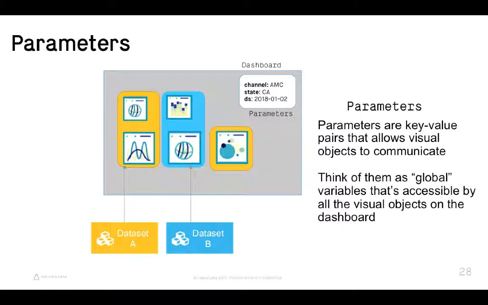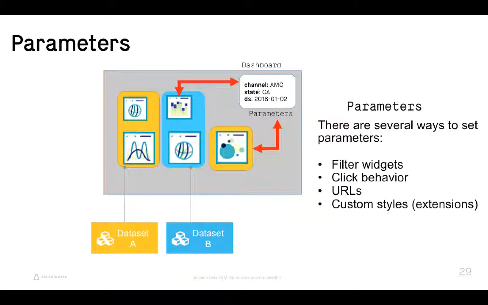So as an example here, you have a dashboard, several visuals, and then you have parameters which have certain key value combinations. There's a channel which has AMC as its value. There's a state which has CA as its value, and then you have DS, another parameter which has some sort of date value. And what's really powerful is that these parameters can be set by any visual.